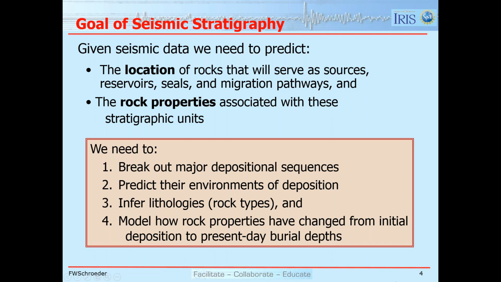And then in a future lecture, I'll talk about how we predict environments of deposition: alluvial, fluvial, nearshore, continental shelf, slope, basin. From the environments, we'll infer lithologies or rock types. And the other thing we would like to do is model how rock properties have changed from what they were initially at the time of deposition to what they are present day at their current burial depths.